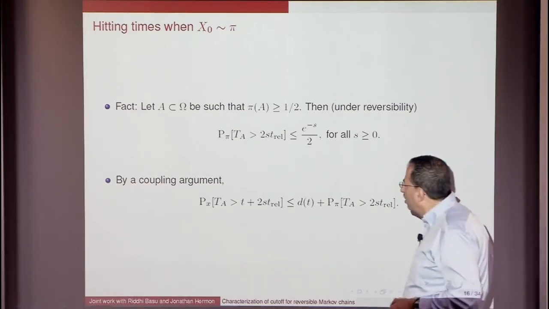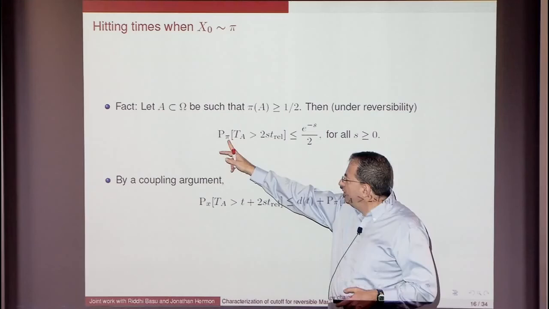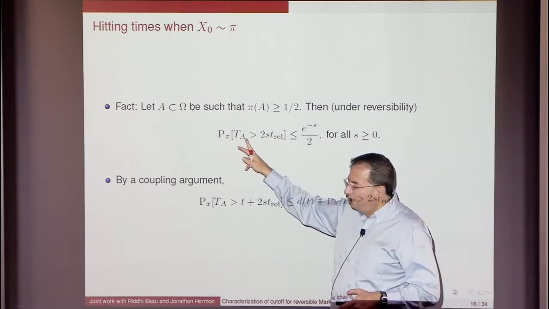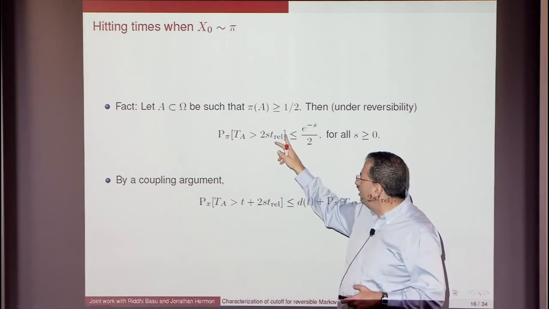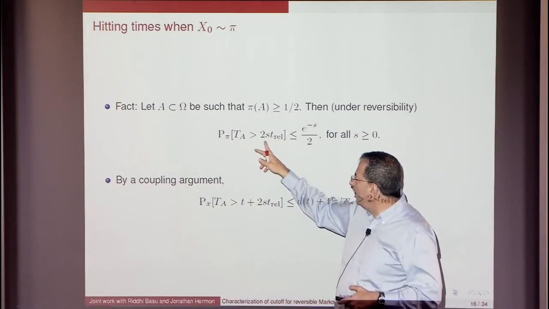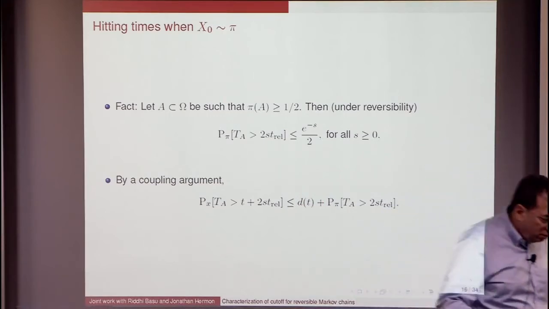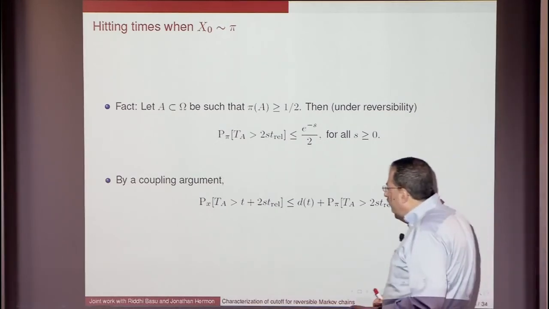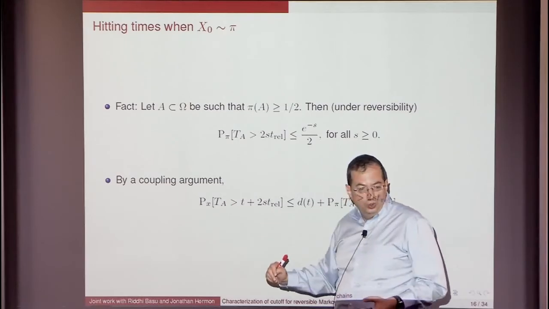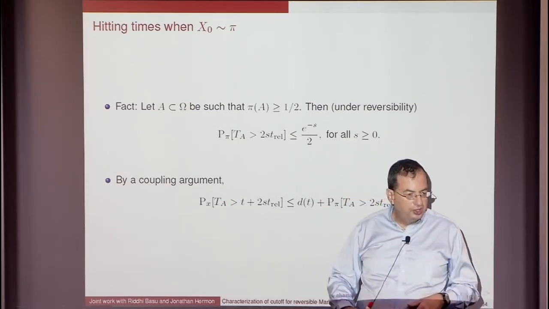There's an easy spectral argument that says that if you start in stationarity and you want to hit a large set, then it's controlled by the relaxation time. So you get a bound which is exponential: the probability you take s times the relaxation time decays exponentially in s. But that's when you start at stationarity. This allows you to easily control hitting times by mixing times. This is not the interesting direction.